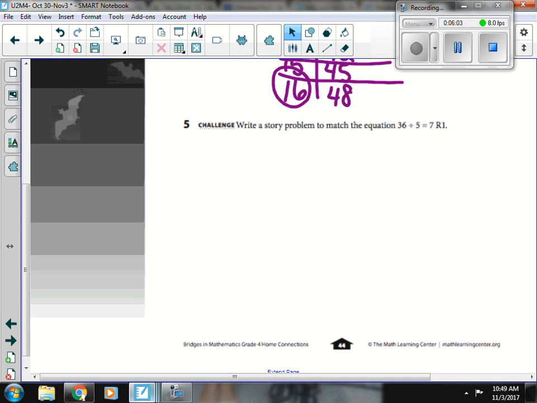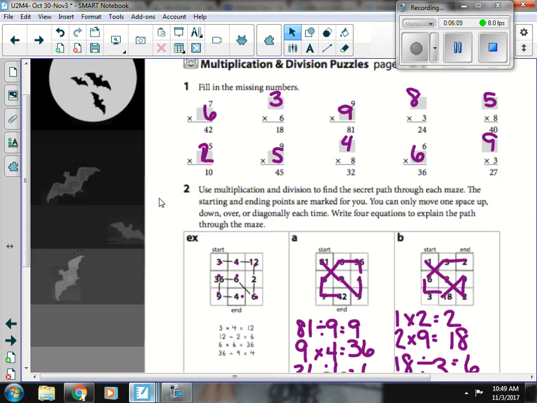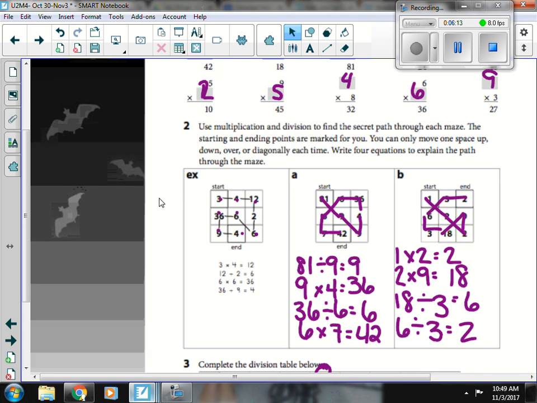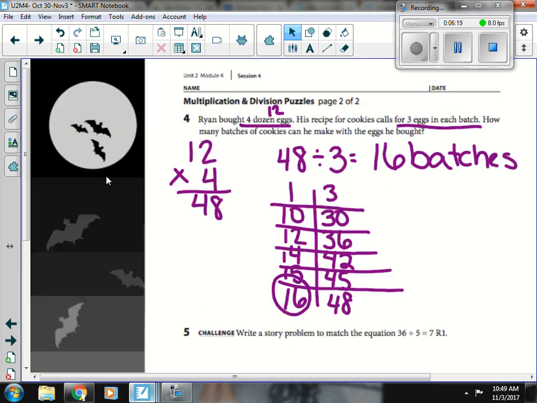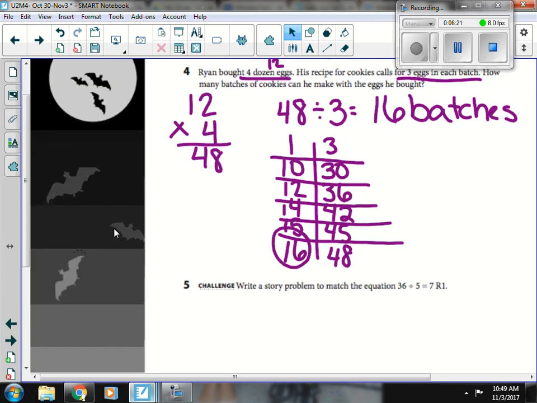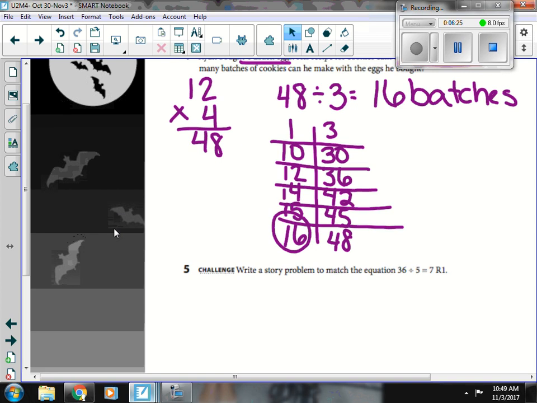So I'll go back through if you are just checking your work. This is the front page. And the back. And again, that word problem is going to be your own story. And that's the homework.